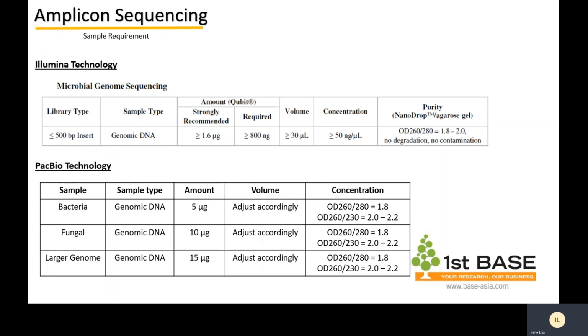We also recommend that you take OD, and the purity that we encourage should be approximately from 1.8 to 2.0. So at the bottom is what you see, the PAC Biotechnology. Okay, the amount of DNA that is needed, and also the volume that is being adjusted accordingly to the amount.